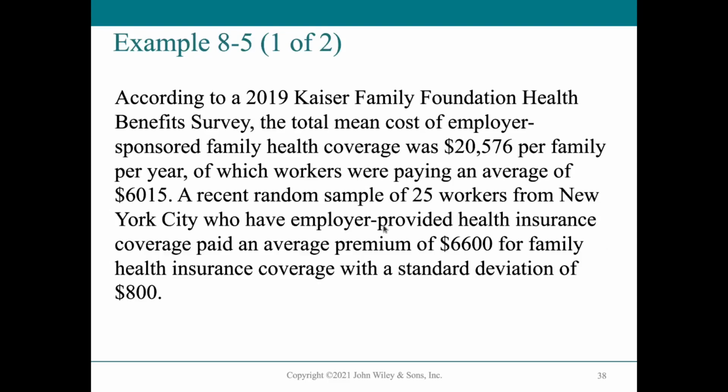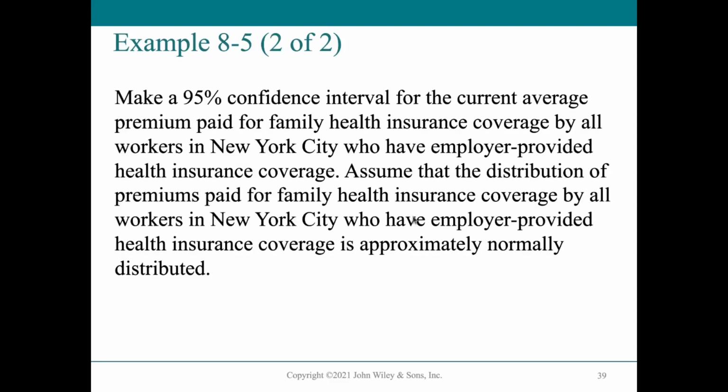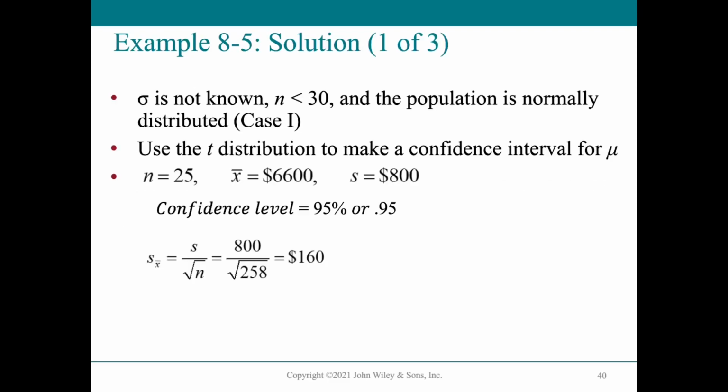So we have an unknown population standard deviation, but we have a sample size n equal to 25, which is less than 30, and an approximately normal distribution. It falls under case 1, and we are going to use the T distribution to estimate our population parameter. So again, sigma is not known, n is less than 30, population is normally distributed. This is case 1.